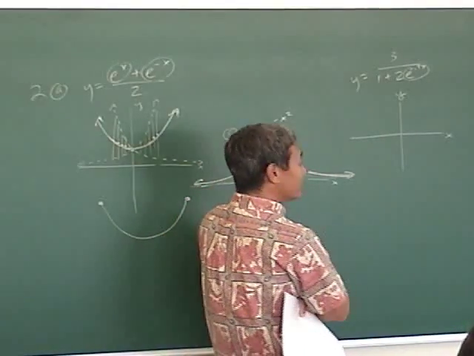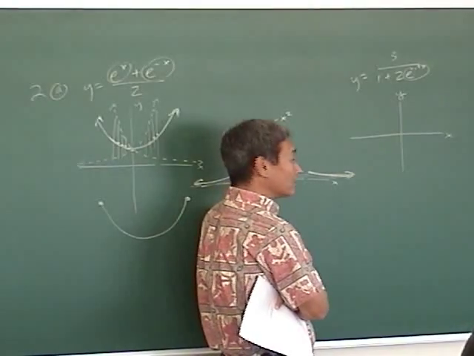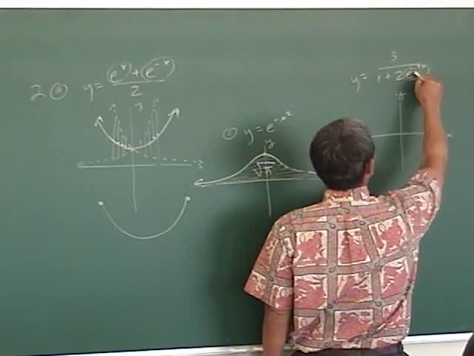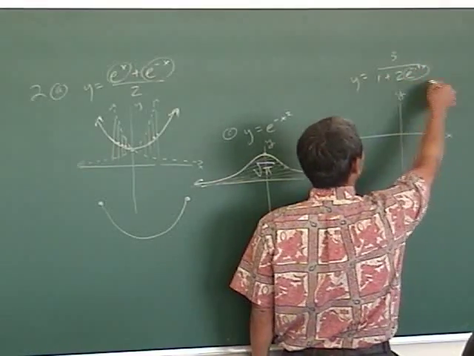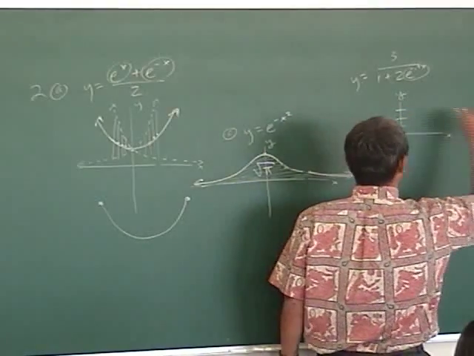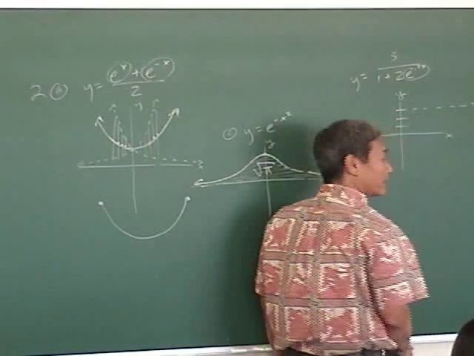You get e to the negative really big. What is that? Isn't that very close to 0? So if this gets closer and closer to 0, what happens to the whole thing? It gets closer to 3 over 1 plus 0, which is getting closer and closer to 3. So the graph goes on to the right, it gets closer and closer to y equals 3.